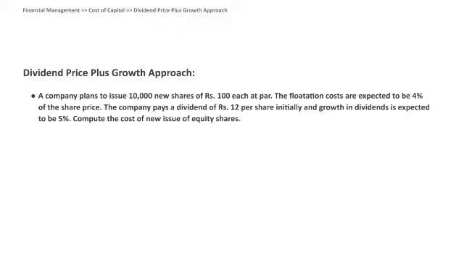The company pays a dividend of rupees 12 per share initially, and the growth in dividend is expected to be 5%. How much does the company pay? 12 rupees per share initially is the dividend paid, and the growth is 5%. Compute the cost of new issue of equity shares. Let us do the first part only.